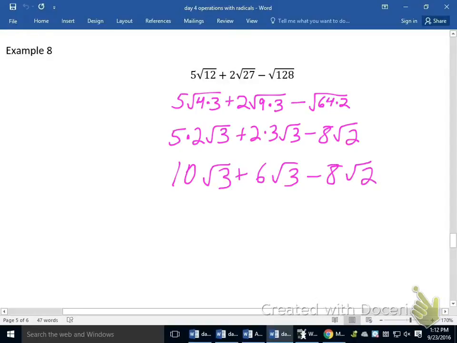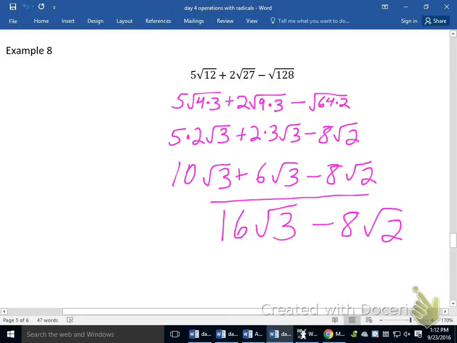And as I look at this, there is more simplification that can happen, and it's happening right here on these first two terms. They can be combined. I cannot combine them with the last one because it's the root of 2. So 10 root 3 plus 6 root 3 is 16 root 3 minus 8 root 2, and I am finished.